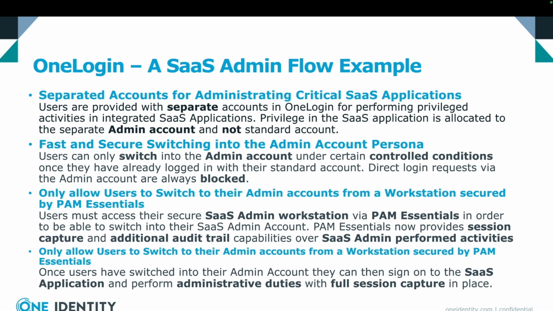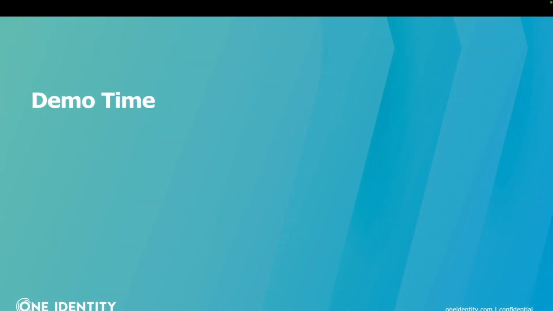In OneLogin, which is used to perform privileged activities on an integrated SaaS application. So privilege is attached to the admin account and not the standard account. Then we have a fast and secure switching from the standard user into the admin account persona, and we can show how some controls are added around this. Then we have the control where the user needs to be logged into a workstation secured by PAM Essentials to access their admin account. And finally, we can see how users are able to access the SaaS application via that admin account once they're on the PAM Essentials secured workstation.